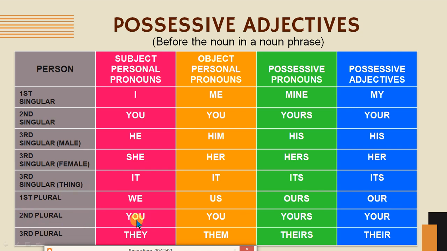Second plural, for a subject personal pronoun we are using you. It converts to the object personal pronoun you, and when it converts to possessive pronoun yours, and possessive adjective we were using your. Last, not the least, in a third plural we are using SPR, subject personal pronoun, they. It converts in OPR, object personal pronoun, to them. It converts to possessive pronoun, we are using theirs, and last possessive adjective we are using their.